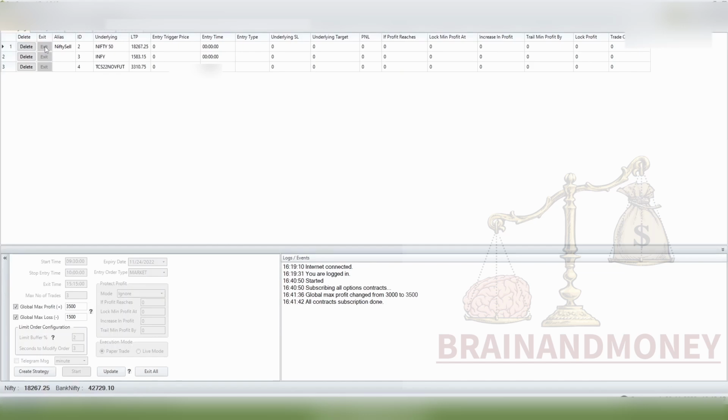Let's say after some time you want to exit the position taken in Nifty, you can just click on the exit button. At any time if you want to exit all the positions, then you can click on the exit all button, and on this button if you click on yes, then it will exit all the positions and it will stop taking new trades, right?